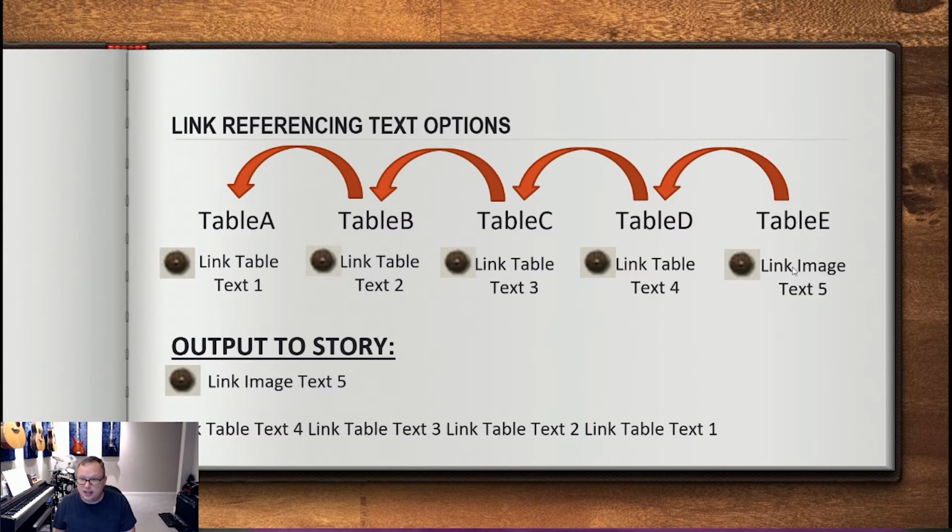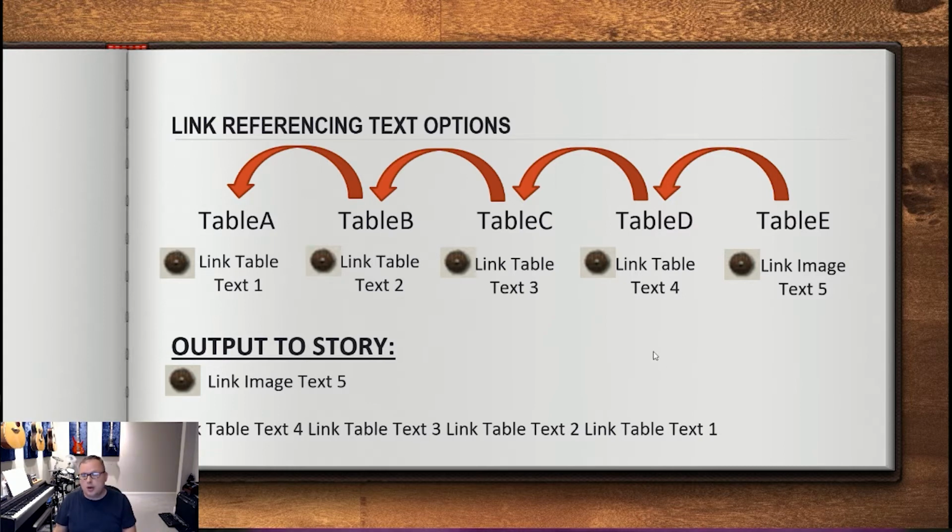You would get the image, the link image down in the bottom. You'd get that first. You'd get a shield link record with the text that went with that image. But the rest of them were tables. So then it would vomit out all the text that was sitting next to the links in the tables in reverse order because it drags them through. Table 4, then 3, then 2, then 1. So your output to story would give you your image, and then it would give you a bunch of text that says link table text 4, link table text 3, link table text 2, link table text 1, right?